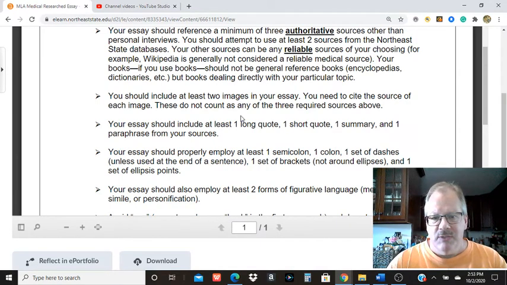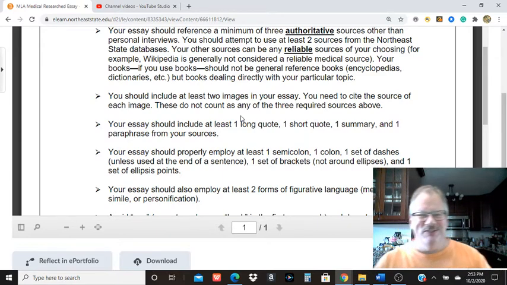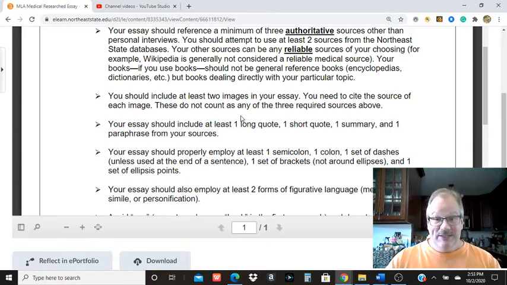But you should have at least 2 images in your essay. It's kind of up to you. Have some really good gross out pictures. If you've never seen a picture of an ovarian cyst, don't eat lunch before you do so. But it's fascinating to look at and see what's going on in people's bodies. And it's kind of up to you what images you use.